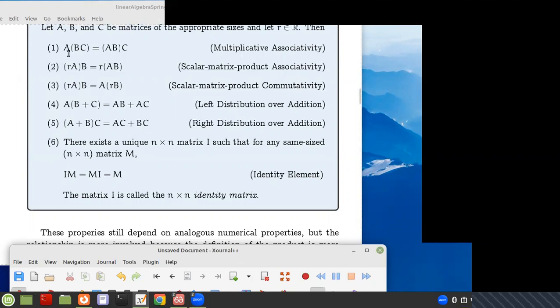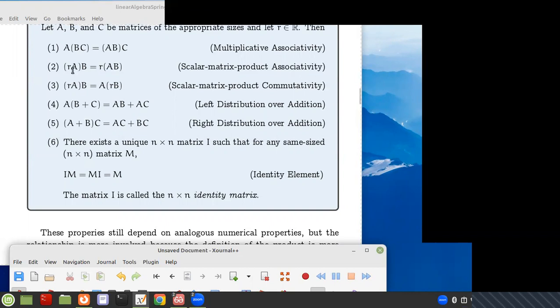If I want to multiply the product of three matrices A, B, and C, they have to be the right sizes for the product to exist. If the product exists, I could first multiply B and C, then multiply A times that product, or first multiply A and B and multiply by C. The parentheses don't matter. I can do it in any order I want.